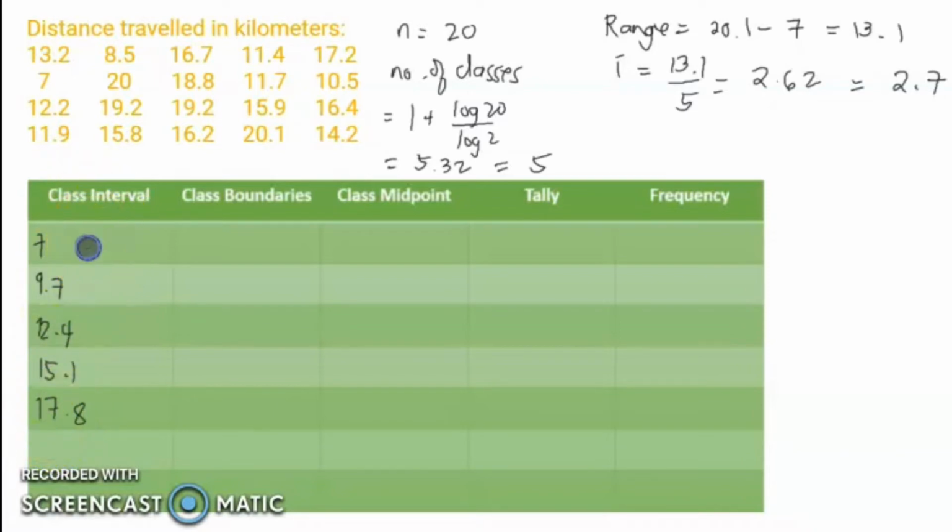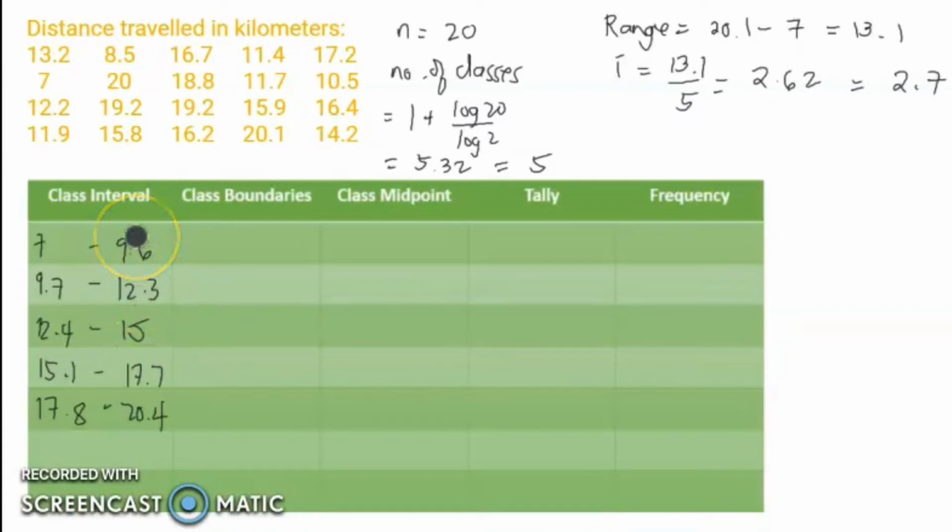So, what will be the next one? Here, this will be 9.6. So, with that 9.6 plus 2.7, we're going to have 12.3, plus 2.7 is 15, plus 2.7 is 17.7, and another 2.7, so that's 20.4. Okay? How about the class boundaries? What are we going to do? Remember before, for whole numbers, we subtract 0.5; now it is 0.05. So we just added one more zero.